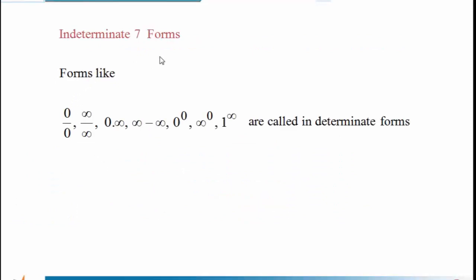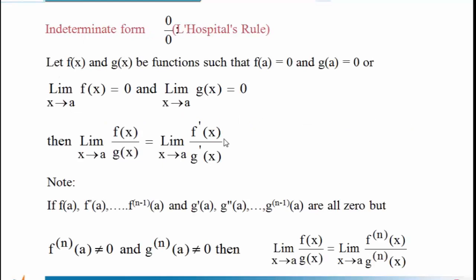Friends, there are 7 indeterminate forms: 0 by 0, infinity by infinity, 0 into infinity, infinity minus infinity, 0 raised to 0, infinity raised to 0, 1 raised to infinity. These 7 forms are called indeterminate forms. There are no other forms other than these. These are very useful to find limits of various functions. That's why we have to study these indeterminate forms.